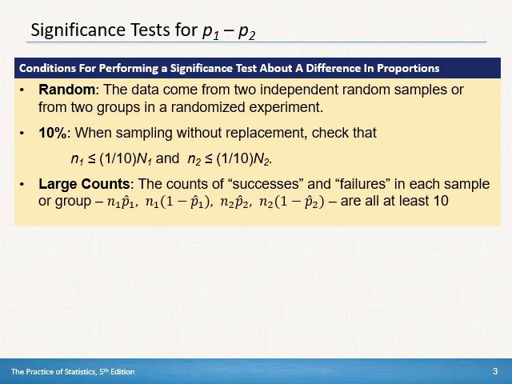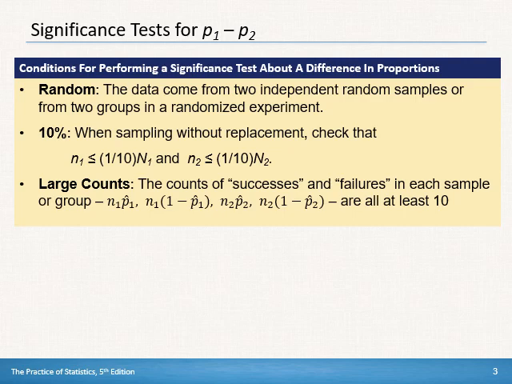All right, the conditions that we have to check here are very similar to the ones that we saw for the confidence interval. First, we have to have data from two independent random samples or two groups in a randomized experiment. Make sure that if they're randomly sampling, you're talking about plural. Don't say data is random. That won't be good enough. You want to talk about two separate random samples from two different populations.